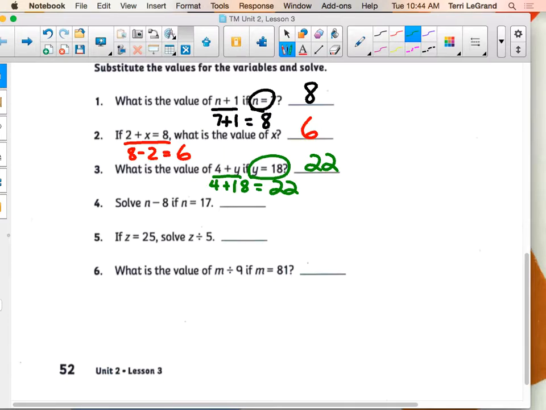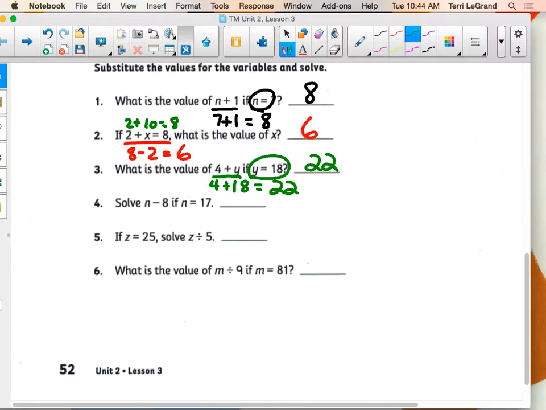Cheyenne? Okay, so you're saying that what? We should have added 2 to 8? 8 plus 2. And what would 8 plus 2 be? That would be 10. So basically this is kind of like what we're doing in this next one, number 3, where we're substituting. If we put 10 in for x, would 2 plus 10 be equal to 8?